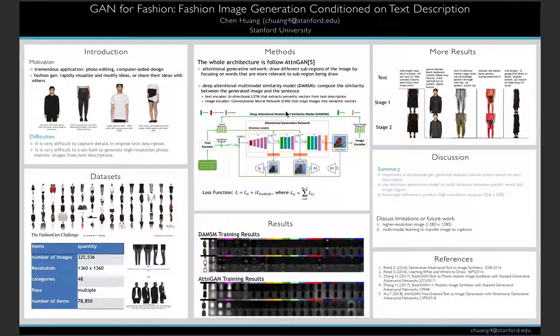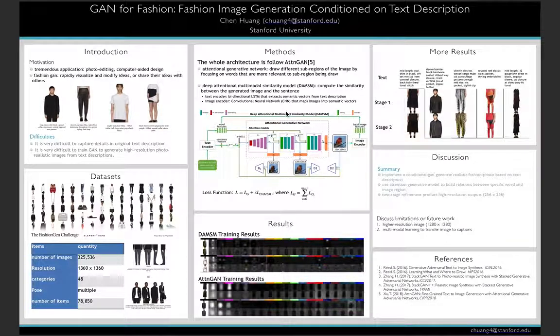Hi everyone. This is my final project, GAN for fashion image generation conditional on text description. So why do I do this? The motivation is that GAN has tremendous applications nowadays, like photo editing and computer ad design. Especially for designers or creators, the fashion GAN is very useful because they can rapidly realize and modify their ideas, or share the idea with others more easily, just like visually sharing the idea. So that's the motivation.